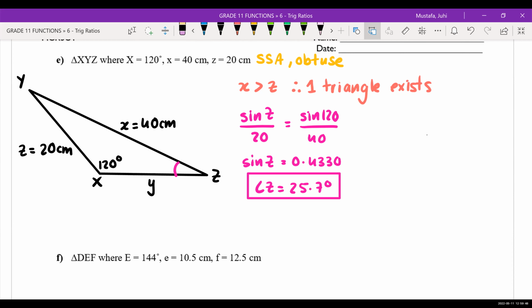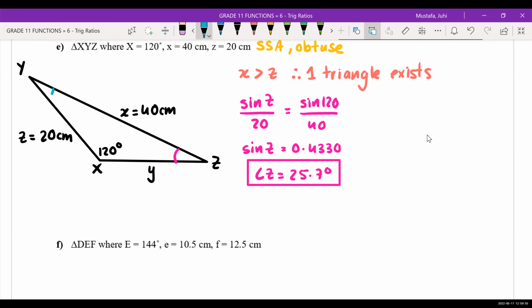Then in order for us to figure out the next side length, which is y, we're just going to use the interior triangle rule. So 180 minus 120 minus 25.7. So angle y is 180 minus 120 minus 25.7. I'm getting 34.3 degrees for that.